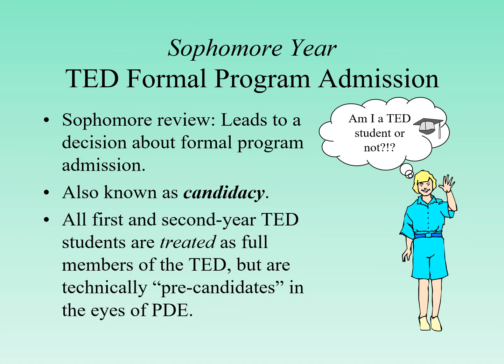Now, what this means is all first and second year TED students, or people under 60 credits, are certainly full members of the TED, but we're technically known as pre-candidates in the eyes of the Department of Education. Now, at this stage, which for transfer people, we look upon it as before you start taking 300 level courses, which would be junior courses, and specifically the junior practicum, your first practicum experience, you have to apply for formal program admission, and that leads to candidacy.